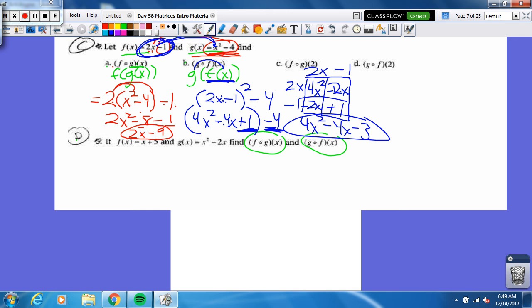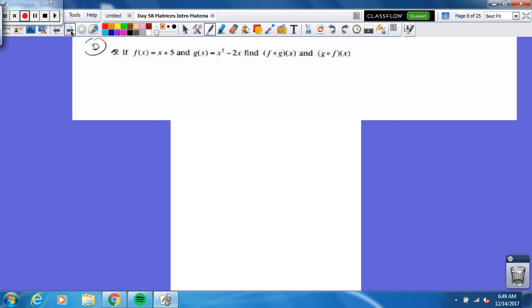Got it. Okay? Okay, so now last part. Here you go. See if you can get it. D. F of x is that. G of x is that. Here you go. You got to do f of g of x and g of f of x. See if you got it. Ready, set, go. Pause.